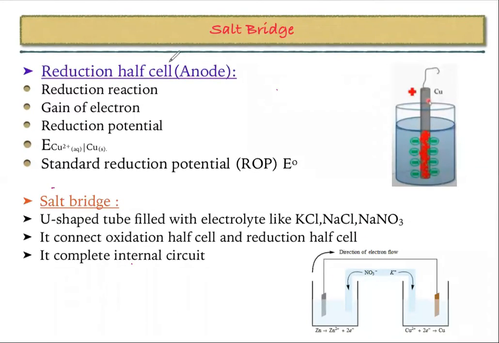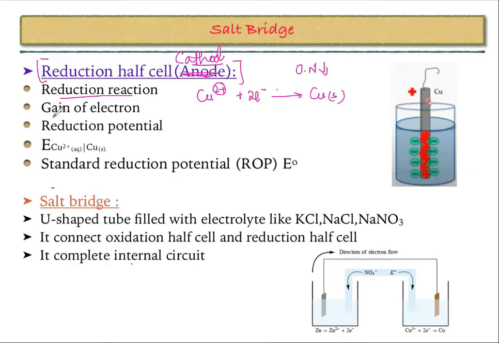Next we'll discuss the reduction half cell. The right part of the half cell is known as the reduction half cell, and it is called the cathode. Now, which reaction will take place here? A reduction reaction will take place. How? As the anode has released 2 electrons, Cu2+ is going to acquire 2 electrons and convert to Cu solid. As you can see, the oxidation number here is 2 and here it is 0. So from 2 to 0, a decrease in oxidation number is known as a reduction reaction.